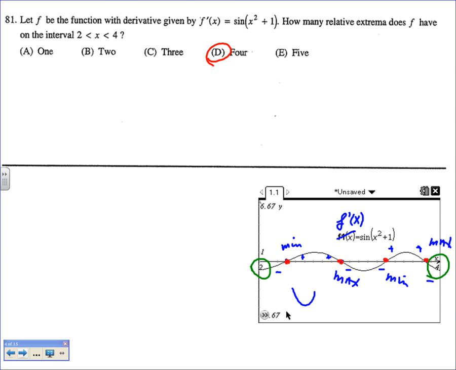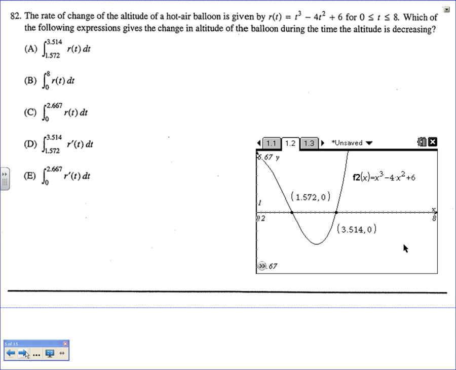And let's see, one more in this group. And again, I did a little work on the calculator ahead of time. It says the rate of change of altitude for a hot air balloon is given by this function. Sometimes up, sometimes down. It's going between 0 and 8. And it says which of the following expressions gives the change in altitude for the balloon during the time the altitude is decreasing. So if it's decreasing, it means its derivative or rate is negative.